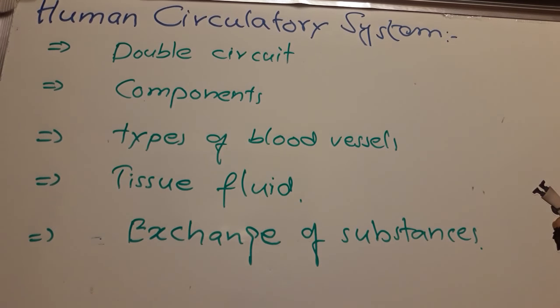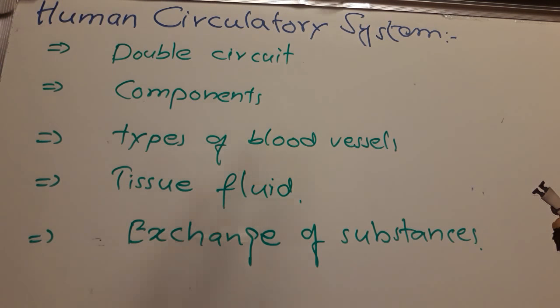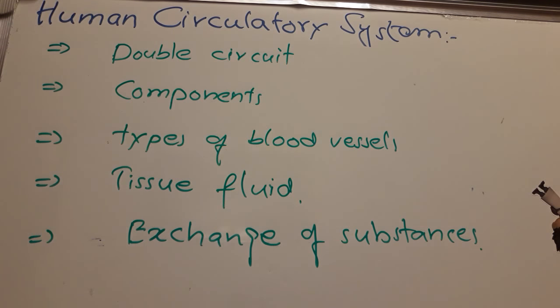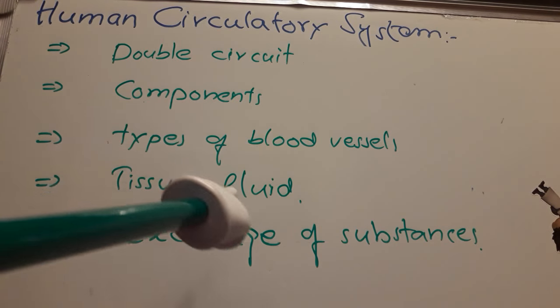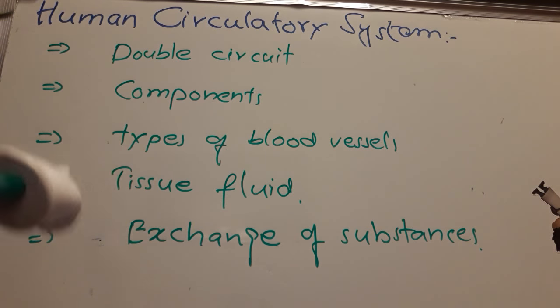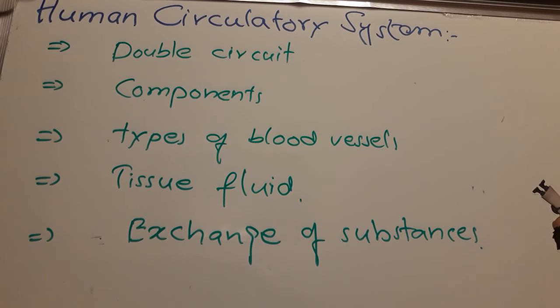Today we'll discuss the human circulatory system. In this video we'll see what the circulatory system is, what a double circuit is, and what the components of the circulatory system are. We will see different types of blood vessels, and we will look into tissue fluid and how it's made, and how substances are exchanged between blood and the tissues of the body.